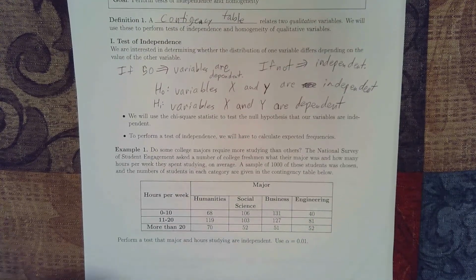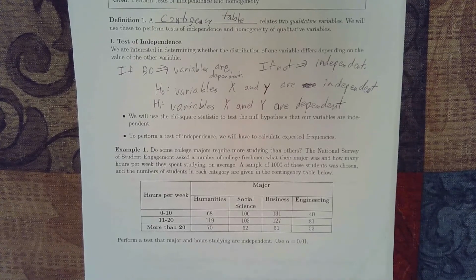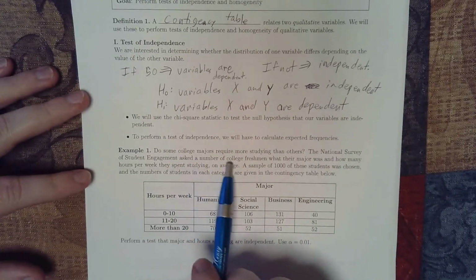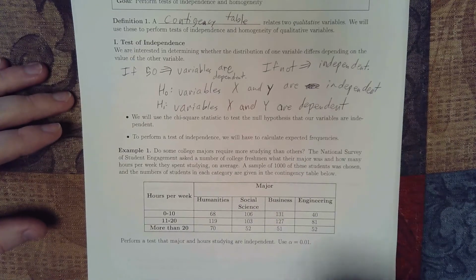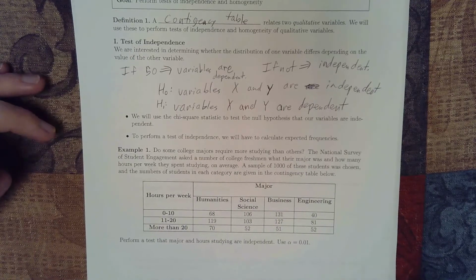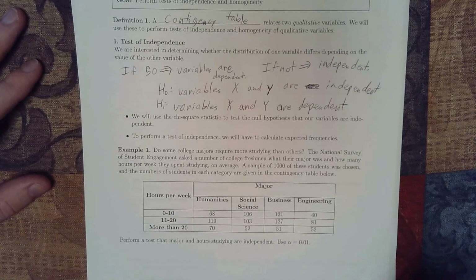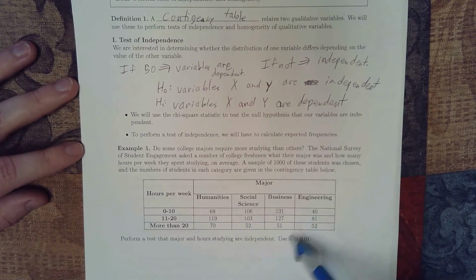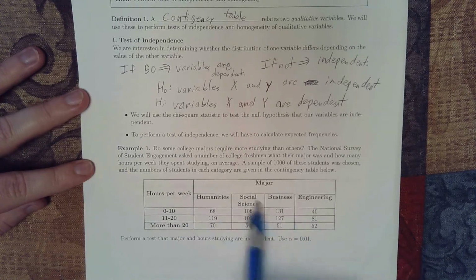And so similar to the chi-squared statistic, we're going to start off with observed values, and we're going to have to find our expected values. So here's an example. We want to know if some college majors require more studying than others. The National Survey of Student Engagement asked a number of college freshmen what their major was and how many hours per week they spent studying on average. A sample of 1,000 of these students was chosen, and the number of students in each category are given in this contingency table. So their hours per week were separated into these three categories.